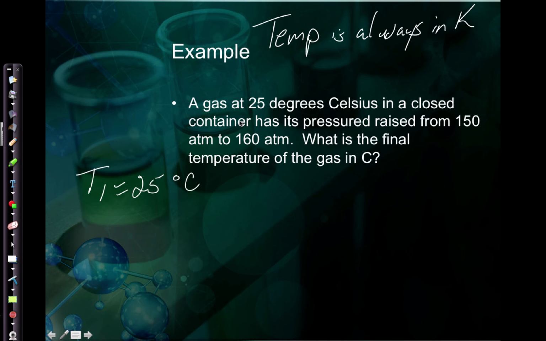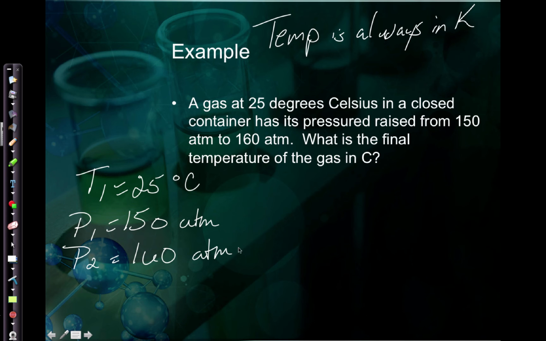It also says that it has its pressure raised from 150 to 160. So 150 atm would be my initial pressure, because that's the first one. And my new pressure will be 160. I'm looking for the new temperature. So I know that a variable has changed here: pressure, volume, temperature. If any of those things change, you're using the combined gas law.